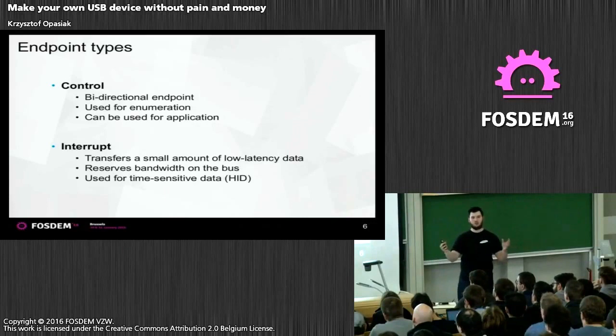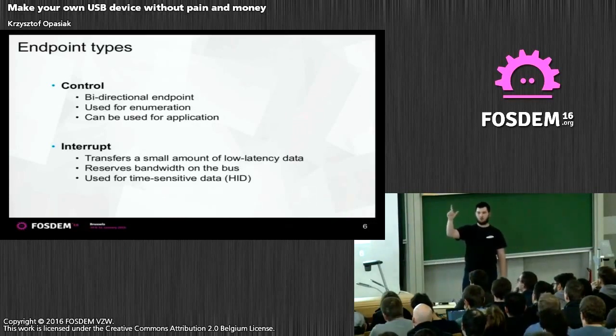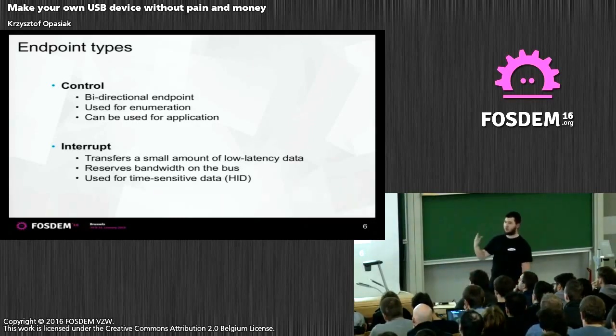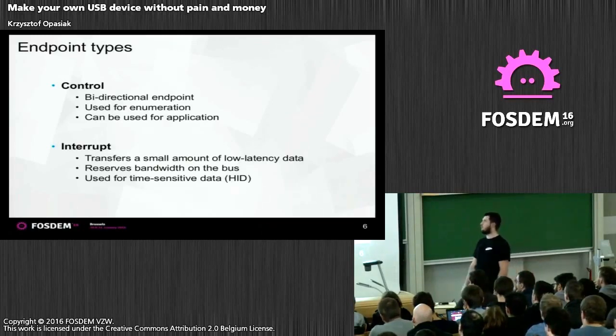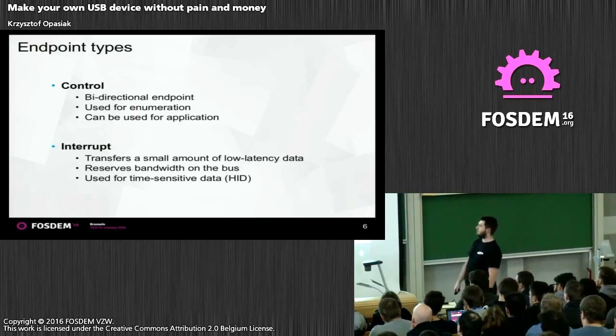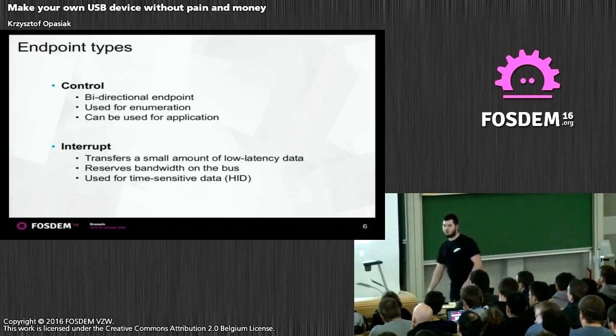What are the types? Well, on the internet we generally have two types of connection, TCP and UDP. In USB, we have four types available. The control one is used during the discovery of a new device. Only endpoint number 0, which we will talk about later, can use this one, and later it can be used by the application.